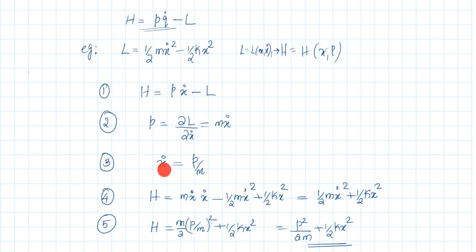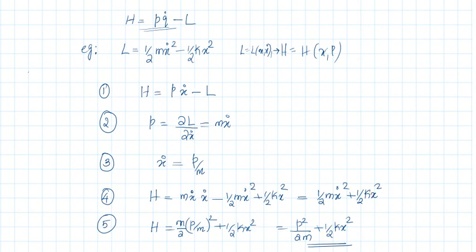The third step is x dot is equal to p by m. From the second step, x dot equal to p by m. Now H is equal to p, which is m x dot, into x dot minus L, half m x dot square plus half k x square. So this is m x dot square minus half m x dot square, that becomes half m x dot square plus half k x square.